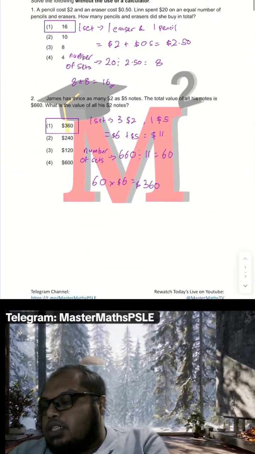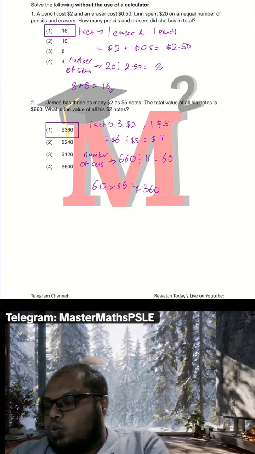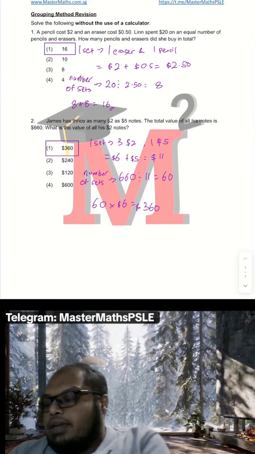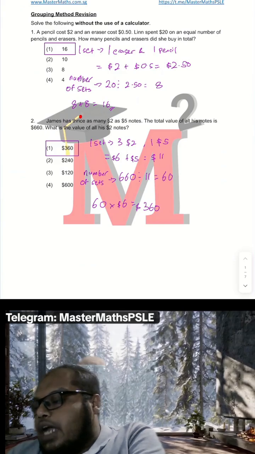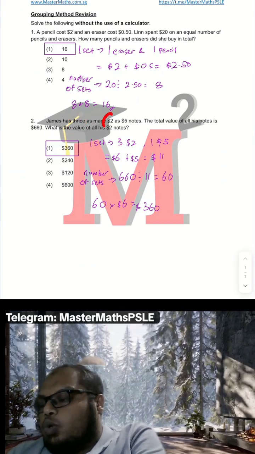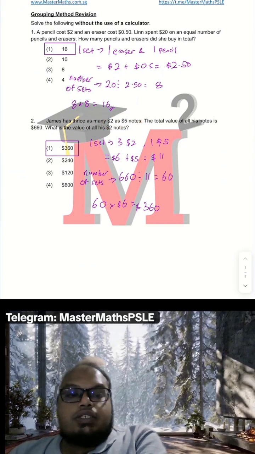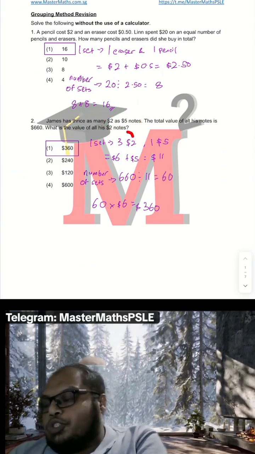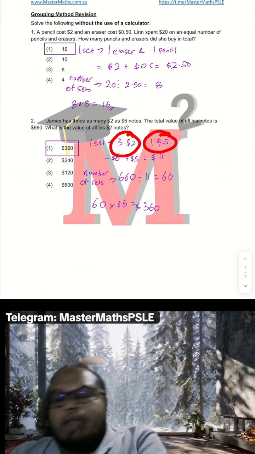Okay, now question 2. One set, because there are thrice as many $2 as $5 notes, so in one set there are 3 of $2 and 1 $5 note.